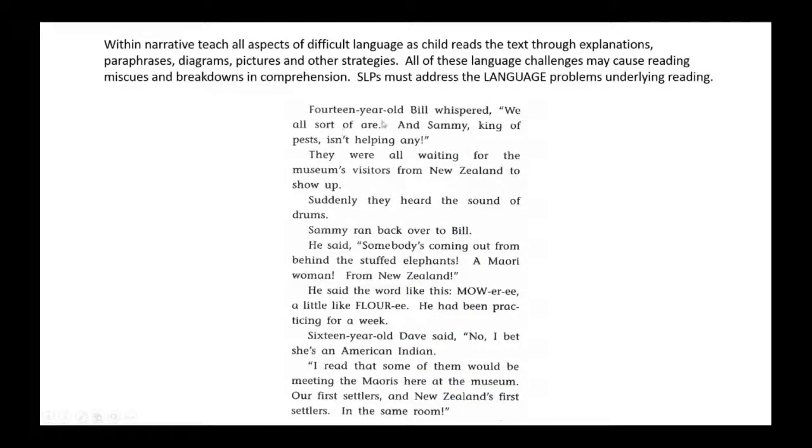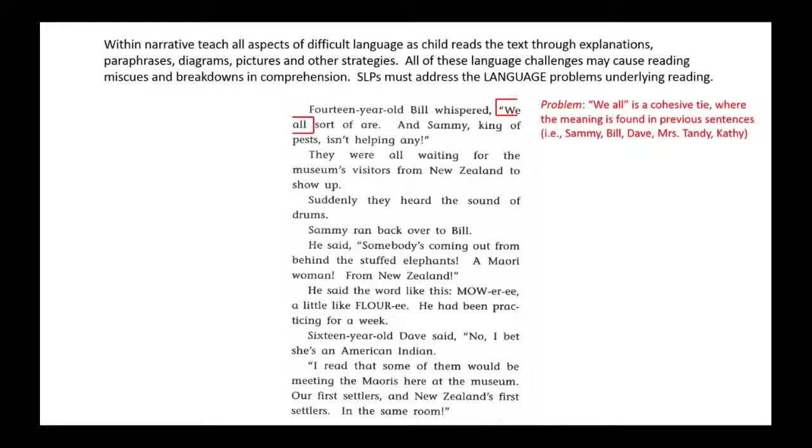As we continue, in addition to the narrative parts of it, we also need to be talking about some of the language structures, so some of the syntactic structures and other things that confuse kids and contribute to poor comprehension. So, for example, "14-year-old Bill whispered, 'We all sort of are.'" And it's like, well, who's we all? It's a cohesive tie. Language delayed kids as preschoolers had difficulty just understanding the gender of pronouns, so we had to work on he versus she versus they. Now we see those pronouns, but they're used in these complex narratives and they're used cohesively. So basically, they refer to information found in previous sentences.